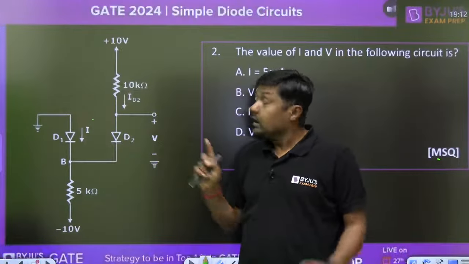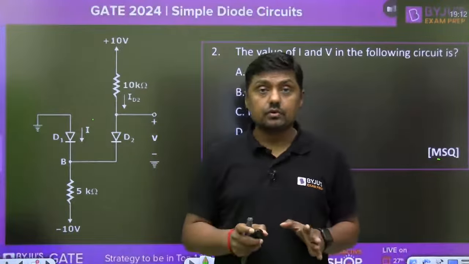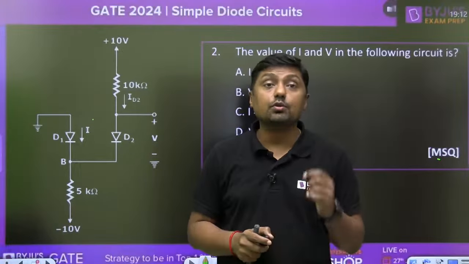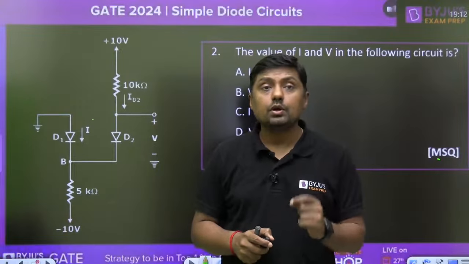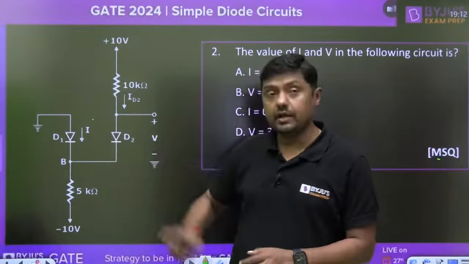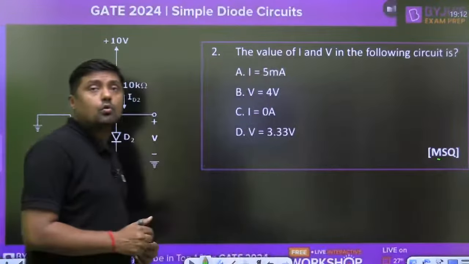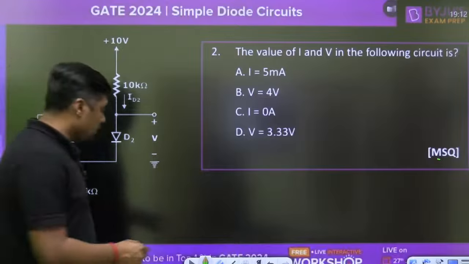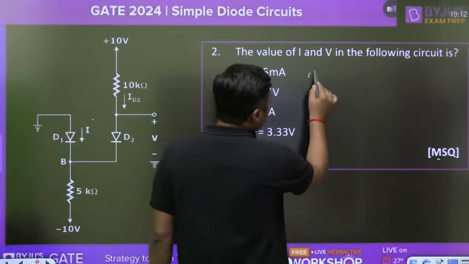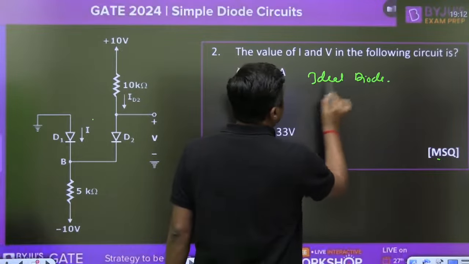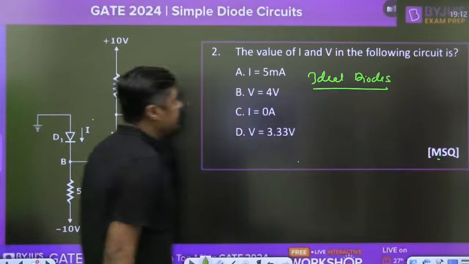I and V. Remember, guys, if nothing is given, such as silicon diode, and the drop across the diode is not given, then you have to assume ideal diodes. Then this is the ideal diode if nothing is given. So both the diodes are ideal.